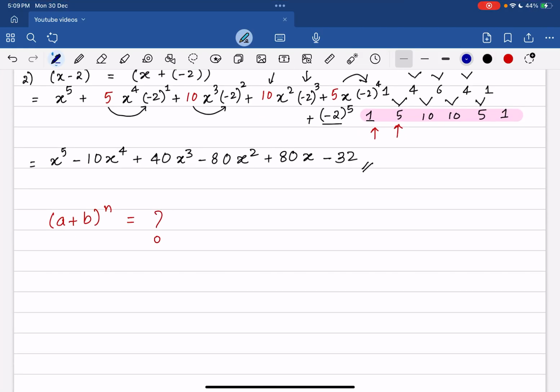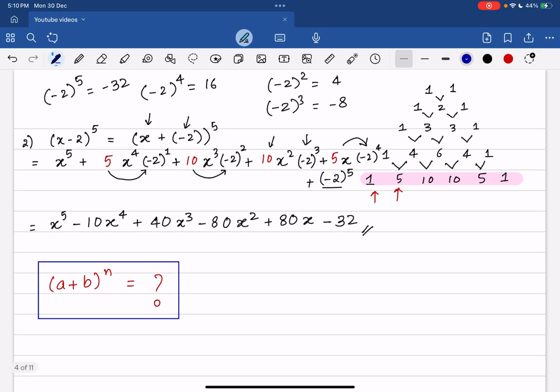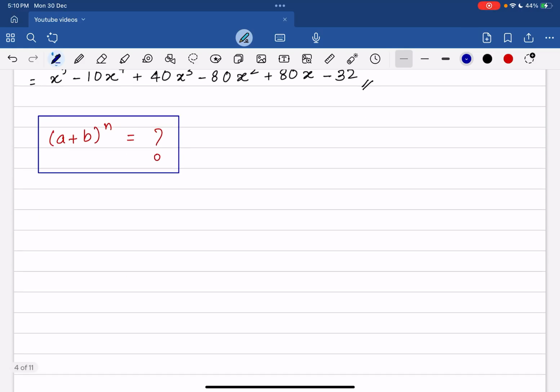So I had left the previous video on a cliffhanger by saying that (a plus b) the whole raised to n, is there a formula? Yes, there is a formula, and no doubt we can use the triangle method also. Let me give a name to that triangle method, the one that we used. It is called Pascal's triangle.